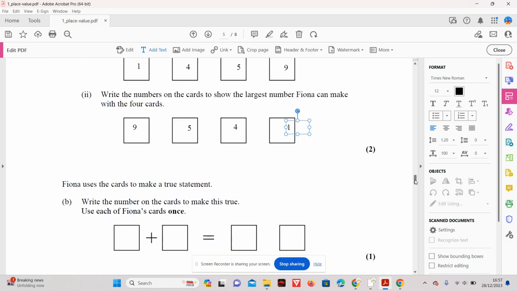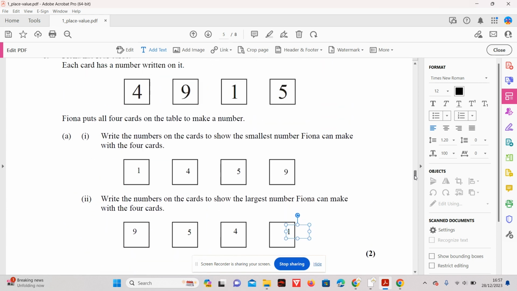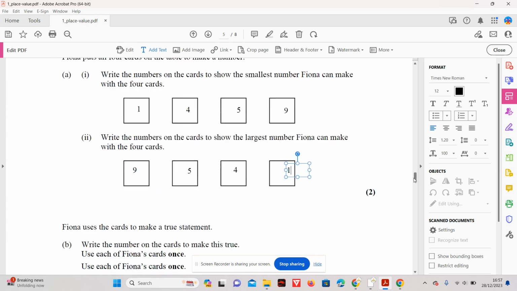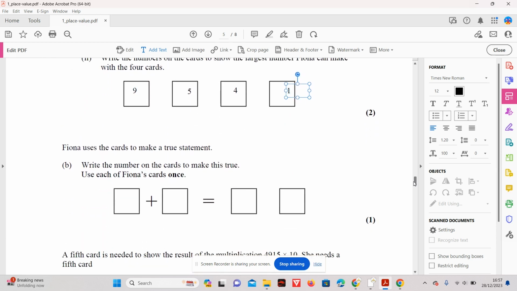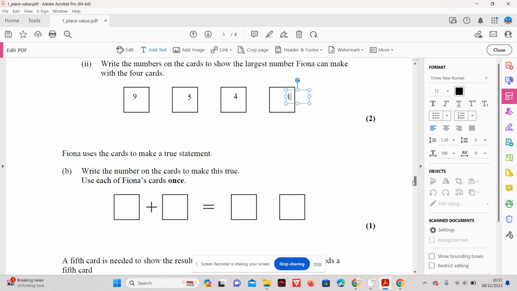Next question. Fiona uses the cards to make a true statement. Write the number on the card to make this true. Use each of Fiona's cards once. So we've got to use the 4, 9, 1 and 5 to make a calculation. Two of them have got to add together, and the answer's got to be the other two numbers. I'm going to keep the cards here: the 9, 5, 4, and the 1.